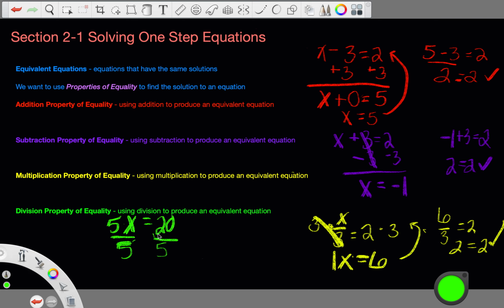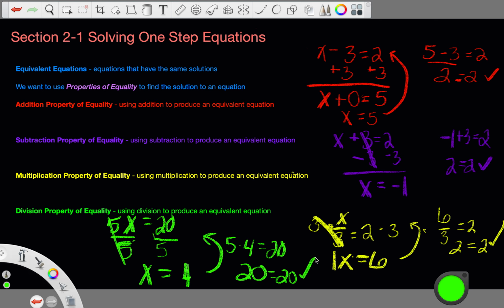Now when we do this, 5 and 5 cancel out because we have 5 divided by 5, which is 1, which is what we want. So we have 1x equals 20 divided by 5, which is 4. We want to plug back in, so I get 5 times 4 equals 20, and we all know that 5 times 4 is 20. So we are good, okay? So what we need to do is look at the problem that we have, figure out what is going on in the problem, and then figure out what is the inverse operation to move that term to the other side, okay? So I have one more problem for you, one more definition.